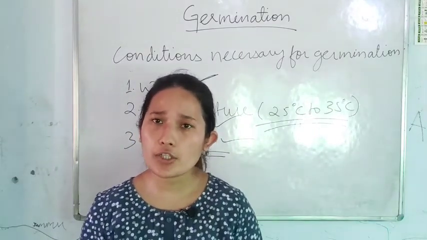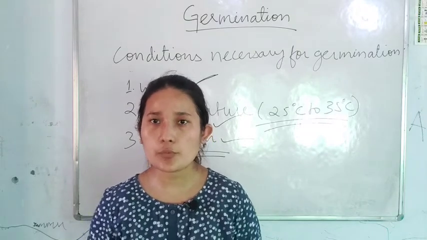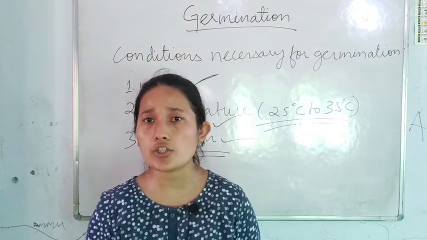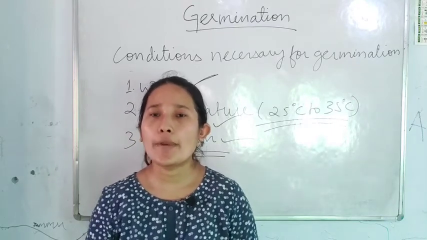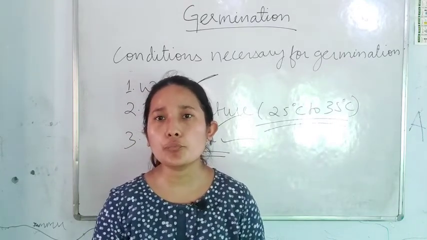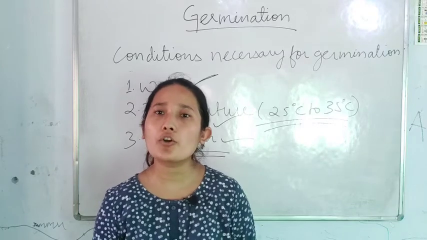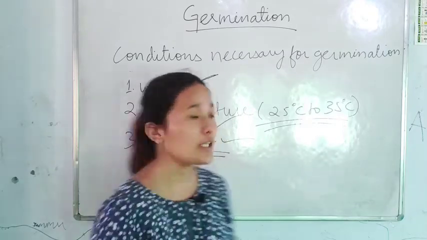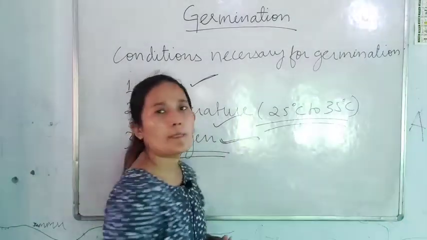So when does the respiration process take place? Respiration takes place only in the presence of oxygen, right? Aerobic respiration. So for breaking down the food, in order to provide the energy to carry on with the cell division process that's taking place within the seed, you need oxygen.